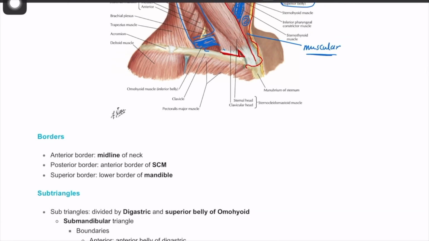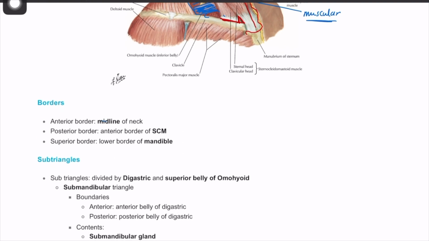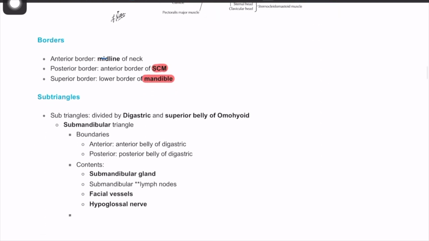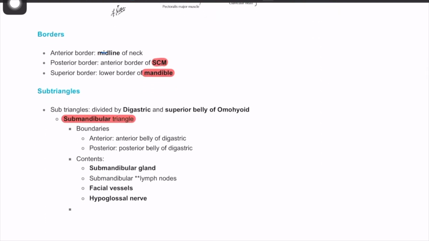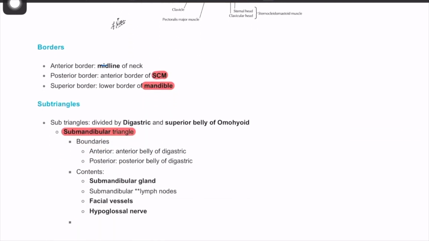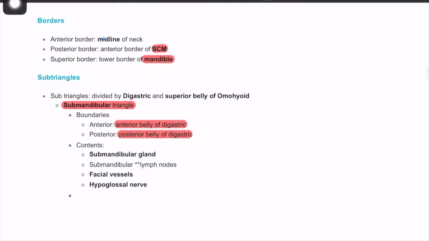Okay. So starting by the borders of the anterior triangle, like we said, midline anteriorly, sternocleidomastoid posteriorly, and the mandible superiorly. The subtriangles, we mentioned the submandibular triangle, and we can name the boundaries for the submandibular triangle. You have the anterior belly of digastric and posterior belly of digastric, and also the mandible superiorly as well. So you have the mandible, the anterior belly, and the posterior belly, just like that.